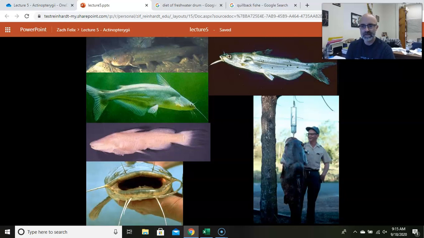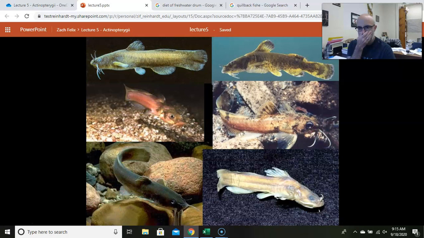So here's channel cats, blue cats, flat-headed catfish. There's all the different bullheads, some of these little mad toms. I think this is the one that we found, Noturus lepticanthus.